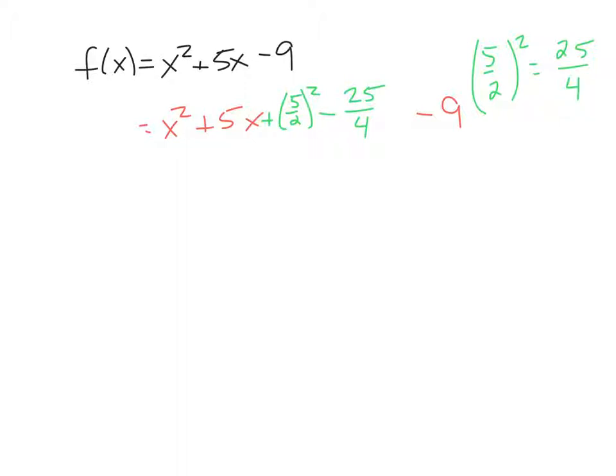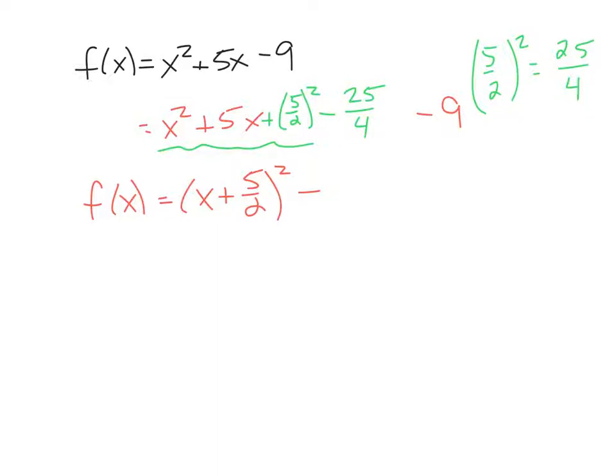Right, so it's the same every time, right? Move C out of the way, take B divided by 2 and square it, add it, and then subtract it. And so then it's pretty straightforward. So then x plus 5 over 2 squared, and then negative 25 over 4 minus 9. You do need a greatest common factor. So 9 would be 36 over 4. So then negative 25 fourths minus 36 fourths.